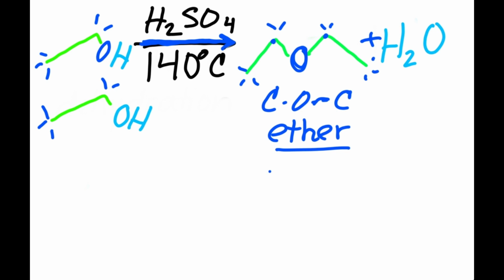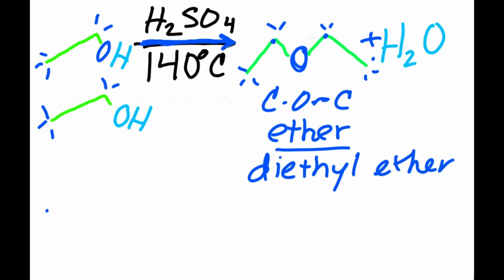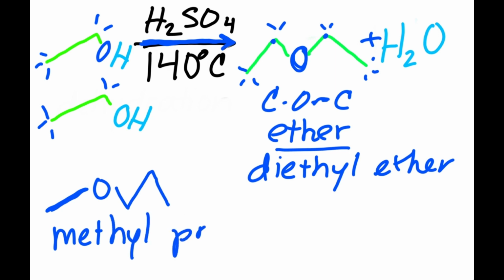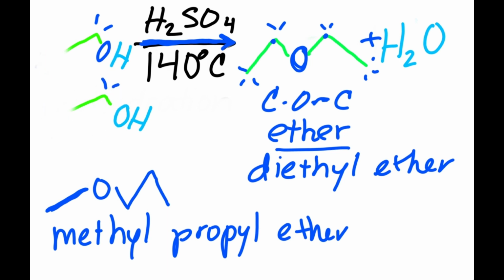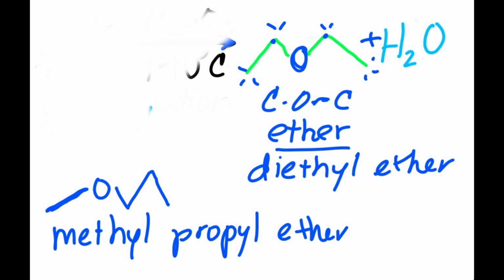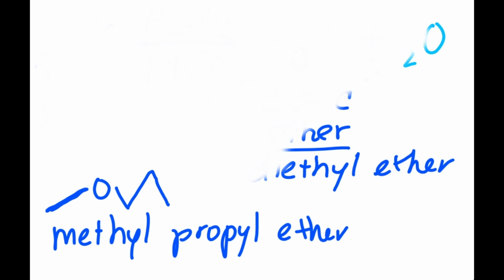This ether right here is called diethyl ether. The naming is pretty straightforward for this. So let's say we have this group right here. We're going to do the name of the branch on the left. So this one's going to be methyl. The branch on the right is propyl, with spaces between, ether. Methyl propyl ether, which is going to be formed with methanol and propanol.